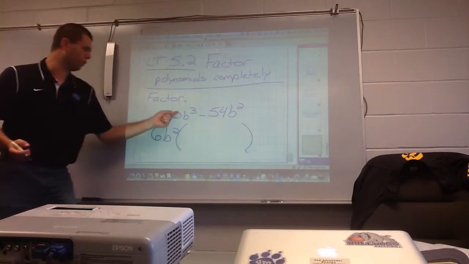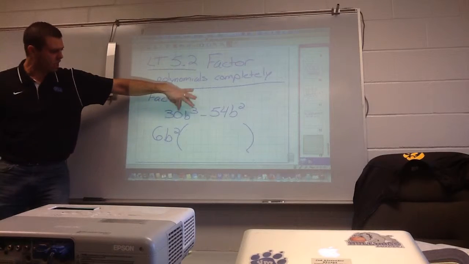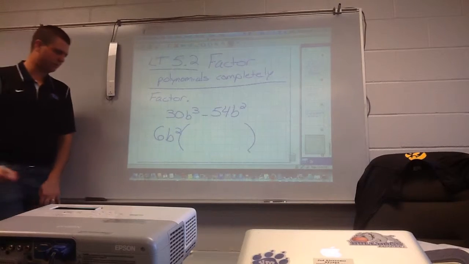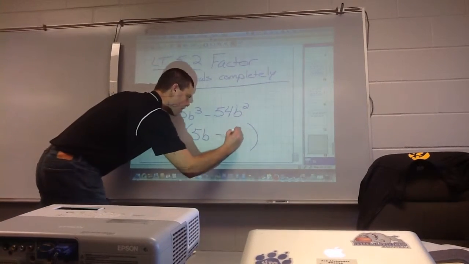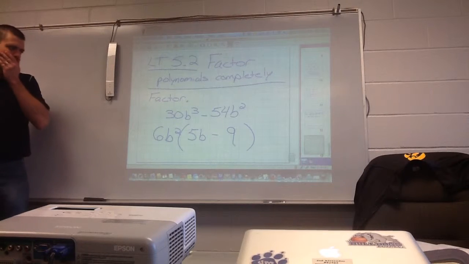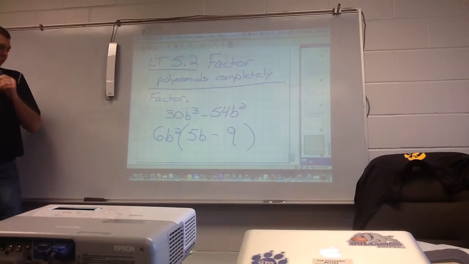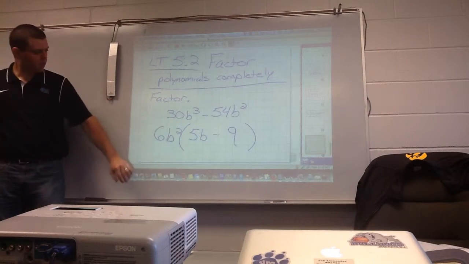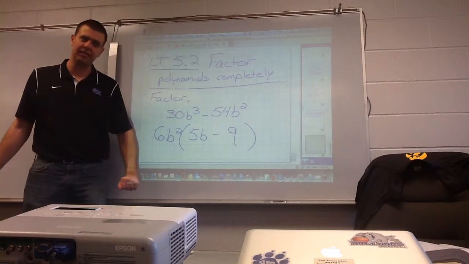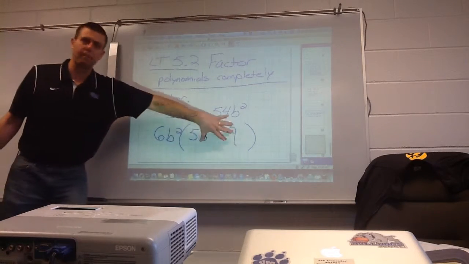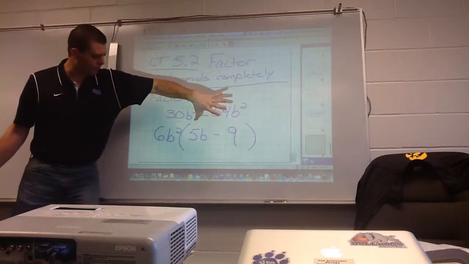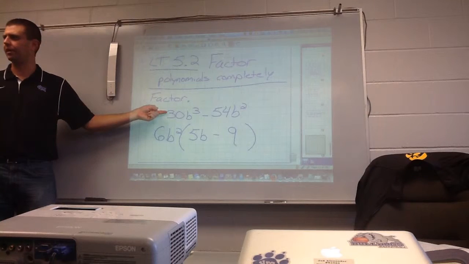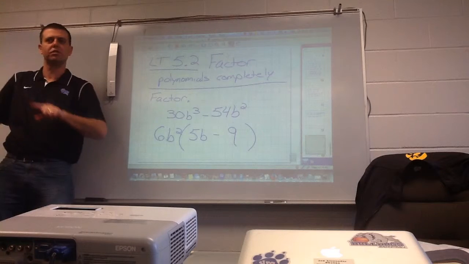And then what would be left over out of each term if I took a 6 and a b squared out of this term? 5b and 9. 5b minus 9. Yep. So now I have two factors. 6b squared is a factor, and this whole quantity right here, 5b minus 9, that's a factor. They are both factors of this, because what would happen if I took this factor times this factor? You get right back to where you started, right? That's the whole idea with factoring, just like when you made your factor trees.